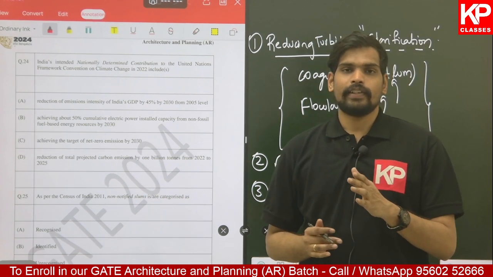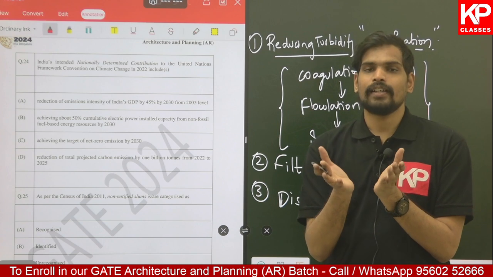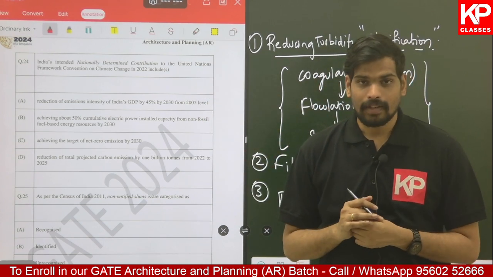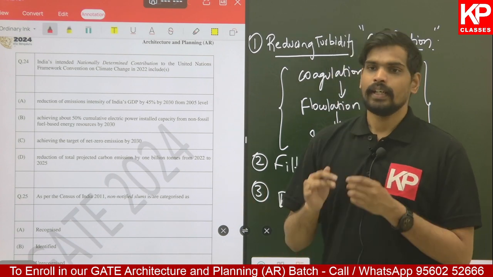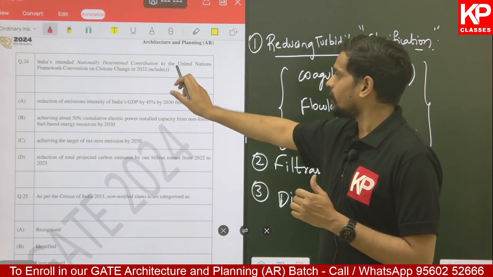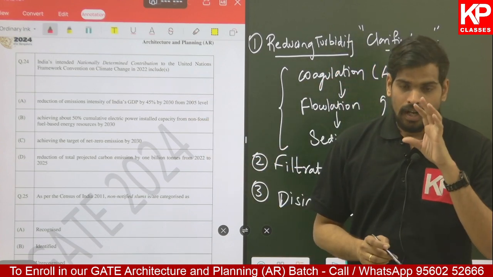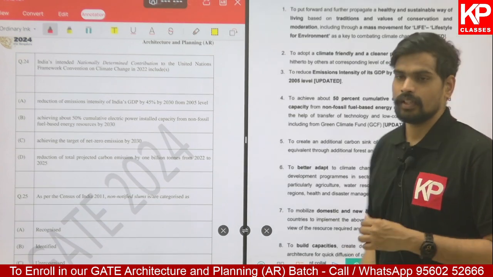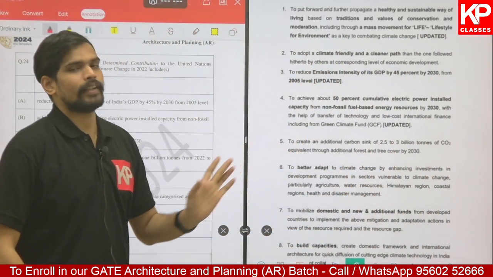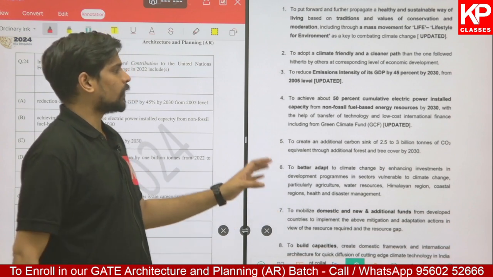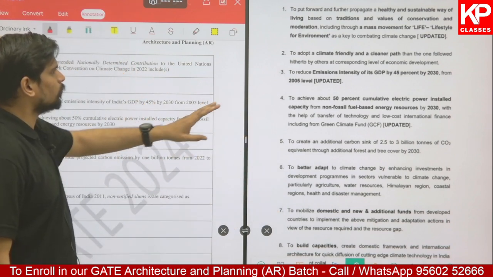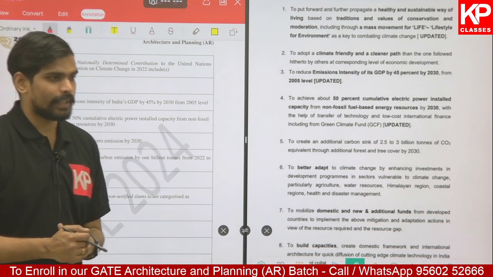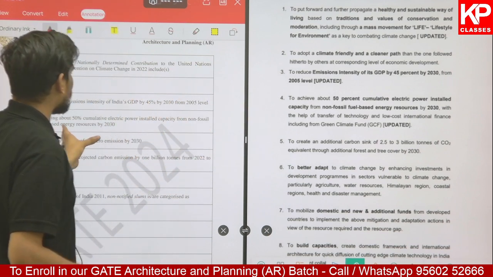So in the year 2022, India has committed under the guidelines of the Paris Agreement, which comes under the United Nations Framework Convention on Climate Change, that is UNFCCC. India's nationally determined contribution, which has been ratified by India, has a list of 8 points. I've compiled a snapshot. You can also find this on the UNFCCC website. There are 8 points listed as the nationally determined contribution of India. You need to select the correct options.